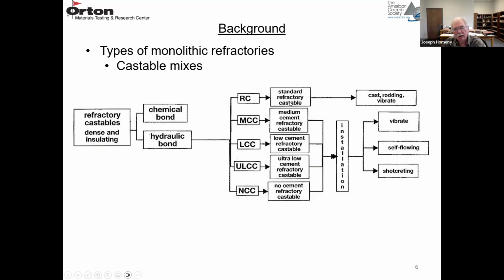So standard refractory castables can be cast, or rodded, which is a way of vibrating it, or vibrated. The lower cement content castables usually require vibration. They may also be self-flowing if the particle size is adjusted so that they flow under their own weight. And then shotcreting is a form of gunning where the castable is applied wet.